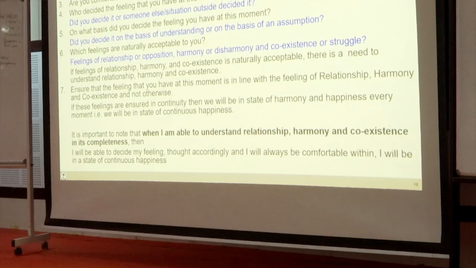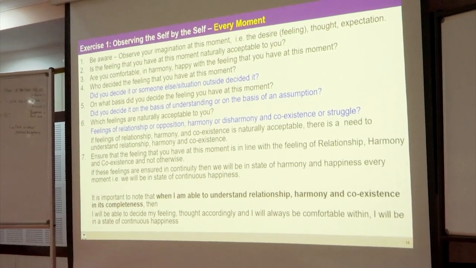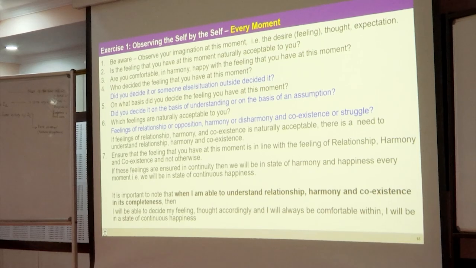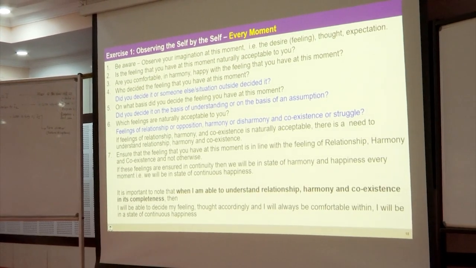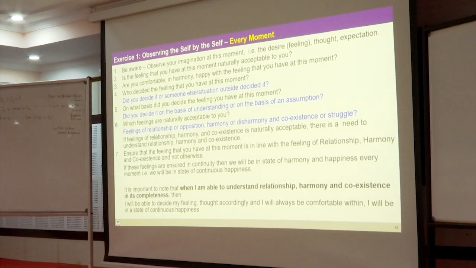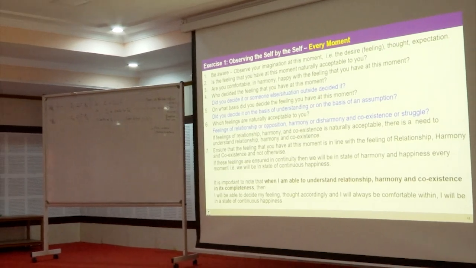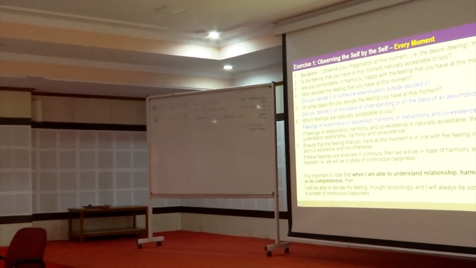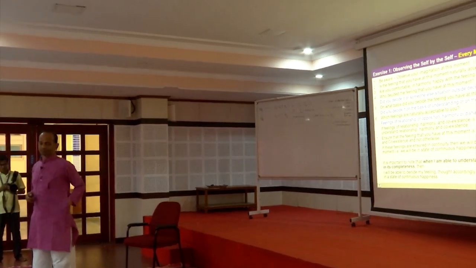Now these are 7 steps in exercise 1. We'll start doing these steps one by one. This is just a summary of all the 7 steps. How do I ensure this? In exercise 1, we are observing the self by the self, and we start by observing the imagination. The simple way to observe myself is to observe the imagination.